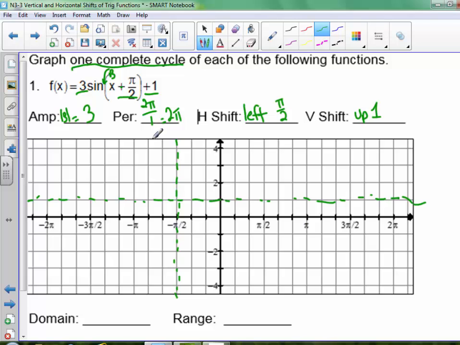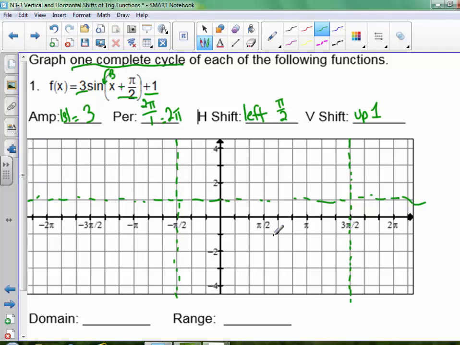All right, this period being 2 pi means from my new vertical axis to the right, 2 pi is going to be one complete cycle. So this is a distance of pi over 2. Another pi over 2 gives us pi. Another pi over 2 and another pi over 2 gives us 2 pi. So our one complete cycle is going to end here at 3 pi over 2.